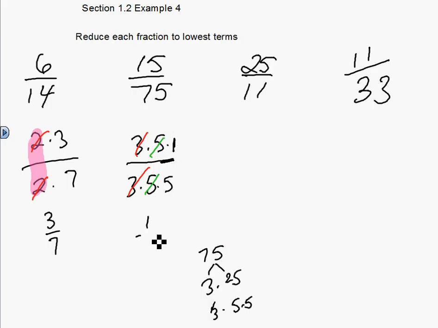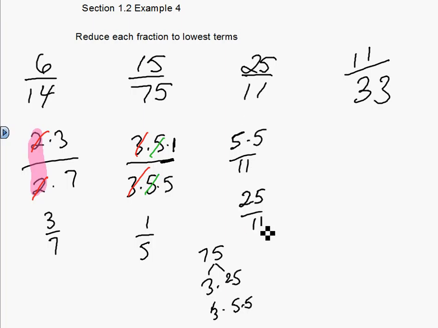Up here I have 25. Well, 25 breaks up into 5 times 5, and the denominator is 11. So 5 times 5 over 11. There's nothing in common, meaning that 25 over 11 is the lowest reduced terms for that fraction.